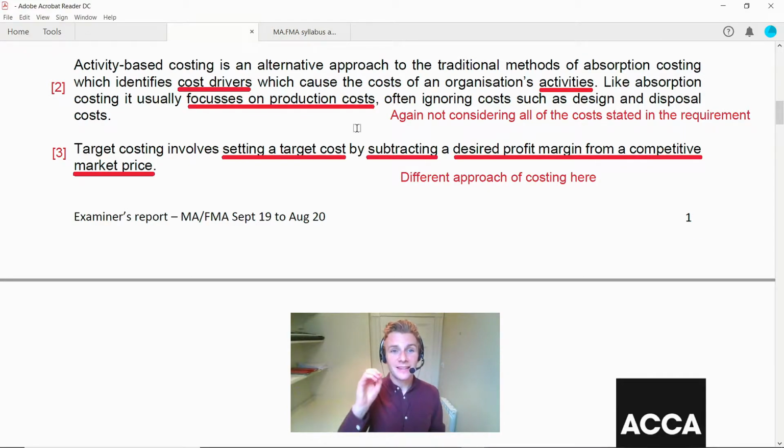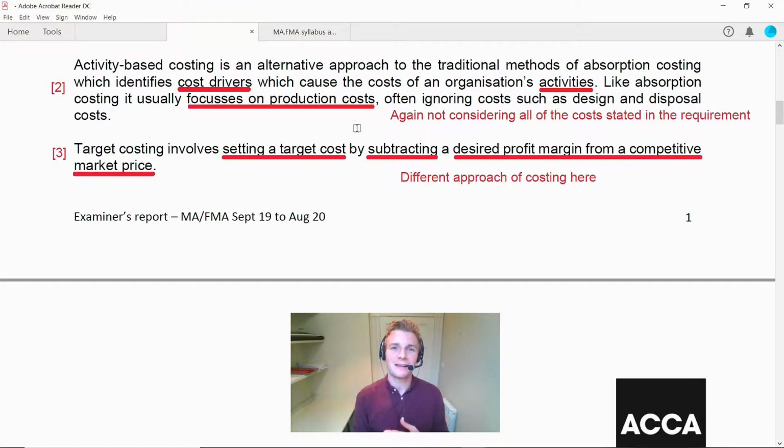Next on here, we've got the activity-based costing. So you've got to think, first of all, activity-based is the trigger term on here in terms of, well, it's got to be to actually producing those goods. So we've got cost drivers on here, was the key word I've highlighted in the answer analysis, with the organization's activities. So it does link into absorption costing, where it usually focuses on the production costs, but again, as ever, it often ignores those other aspects such as the design and disposal costs. So not considering all the costs stated in the requirement.